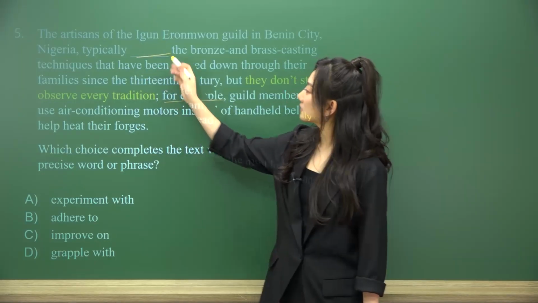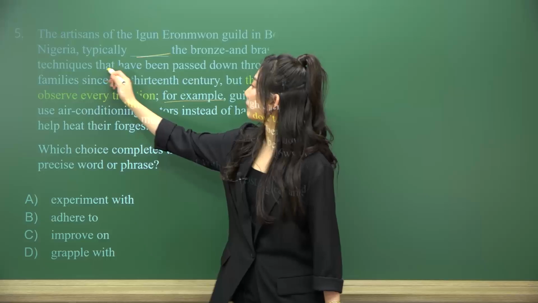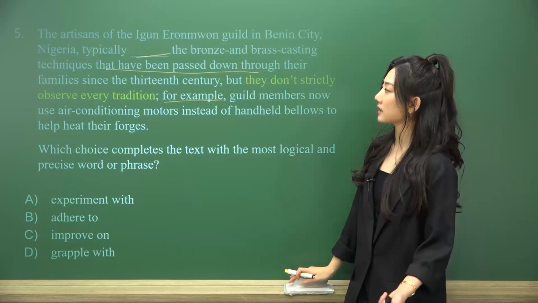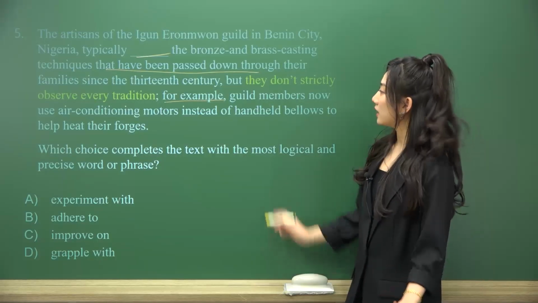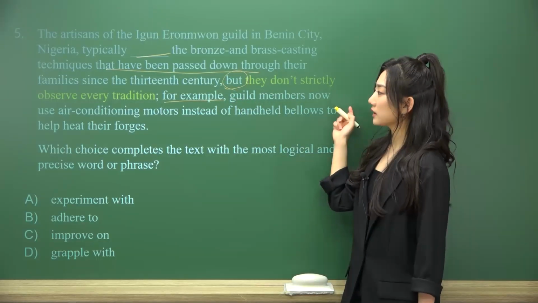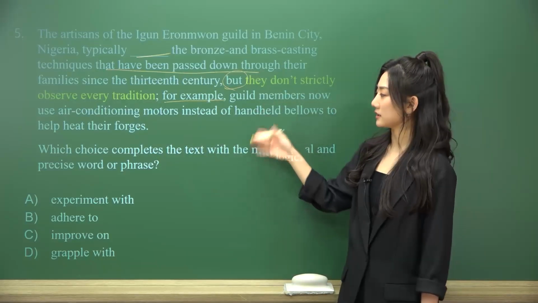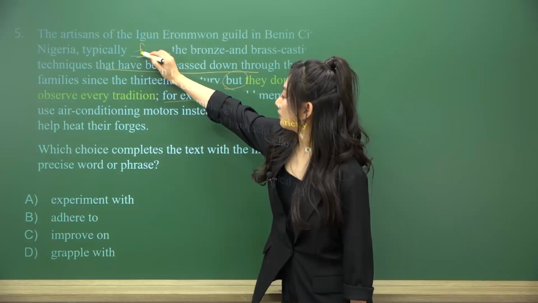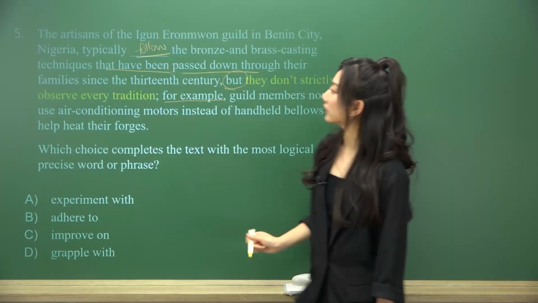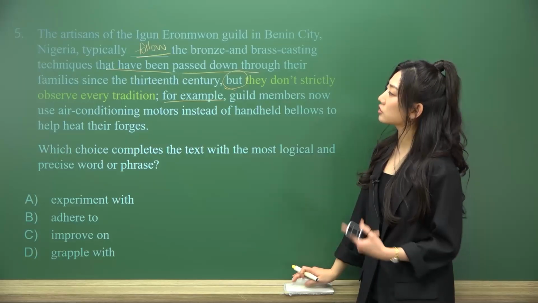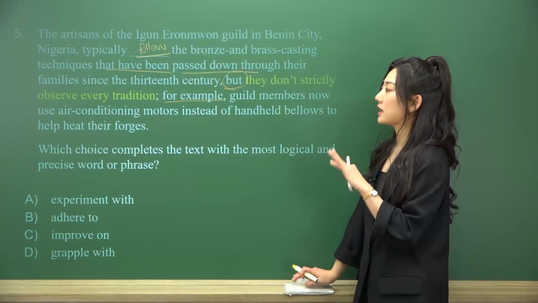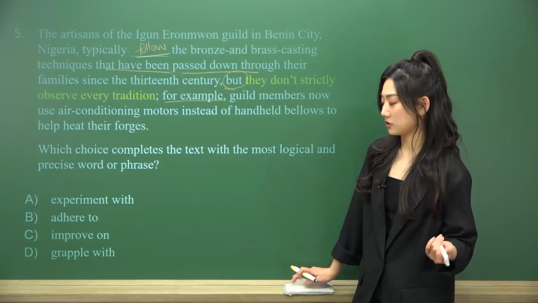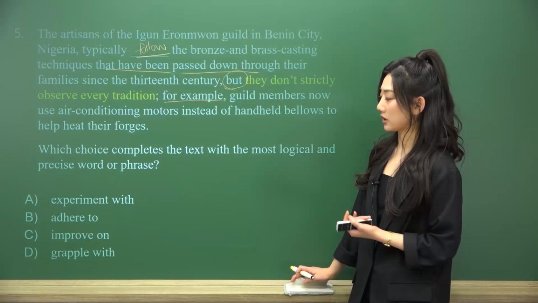Typically, they do this, the techniques that have been passed down, which means that the bronze and brass casting techniques were quite traditional, but they don't strictly observe every tradition. So that means that this one here should be along the lines of follow, right? They generally follow the traditions that are passed down, but they don't strictly observe every tradition, like that. So experiment with means to change it. Adhere to is going to be our answer.